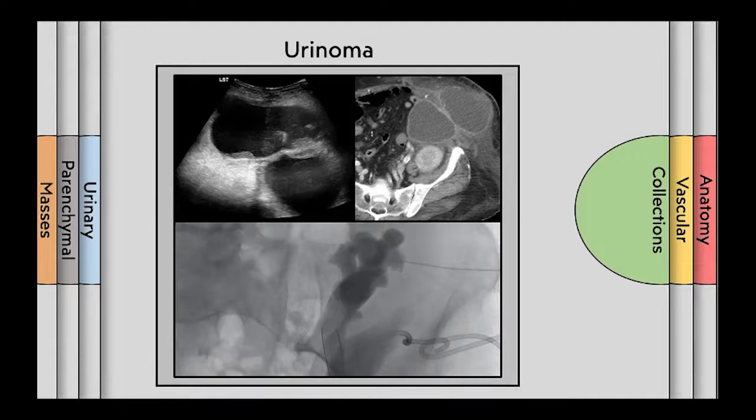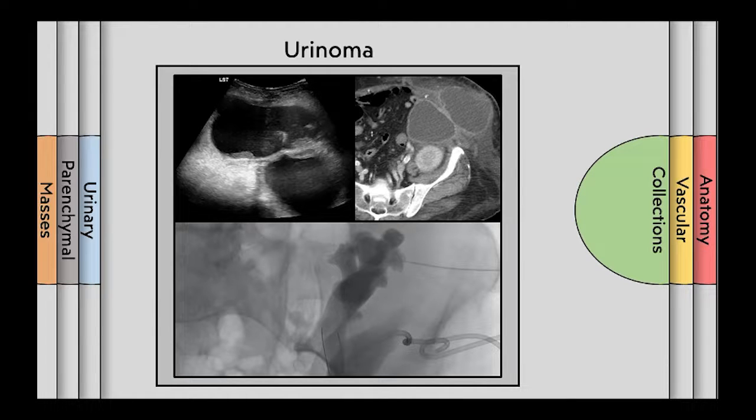Here you can see the ultrasound on the top left, as well as the CT on the top right depicting the urinoma. On the bottom image is a nephrostogram, which shows the leakage of contrast into the collection, which now contains a pigtail catheter. Urinomas can be diagnosed on CT or MRI if they demonstrate contrast extravasation in the urinary phase, by a nephrostogram, as is seen in this case, or it can also be diagnosed by aspirating its contents.